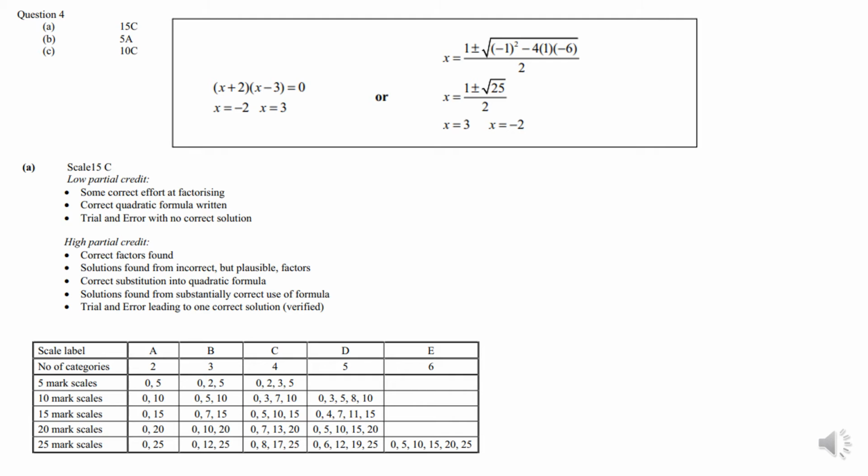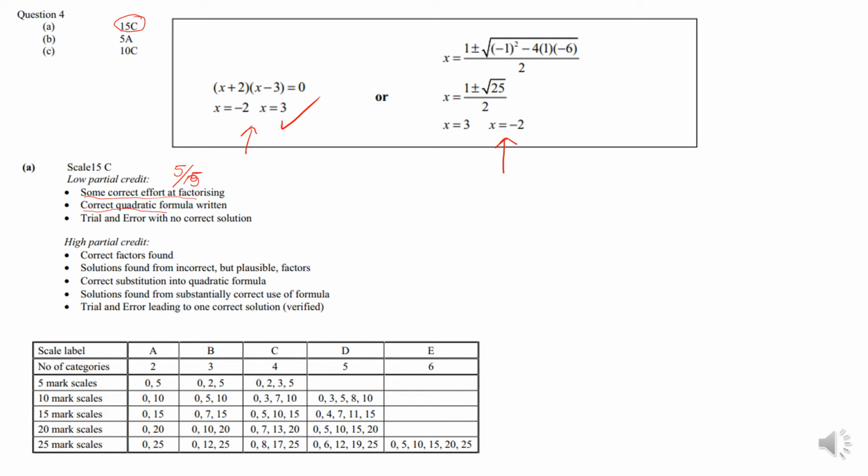So let's check the marking scheme. Did we get it right? Yes, we did. There were 15 marks this year going for that, and you see that it was acceptable to use either factorizing, here on the left, or your quadratic formula, here on the right. Same answers. There's opportunity to gain partial credit. If you did some correct effort of factorizing, this is 15C, you might get 5 out of 15.